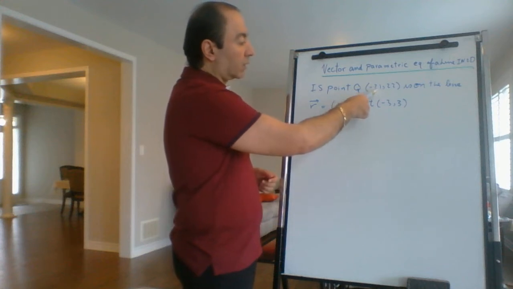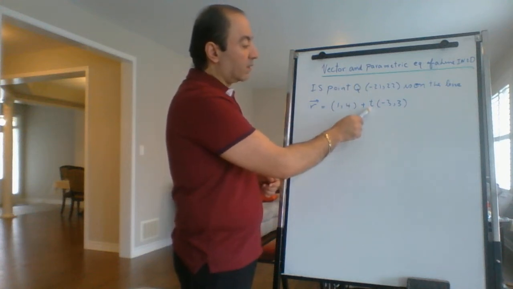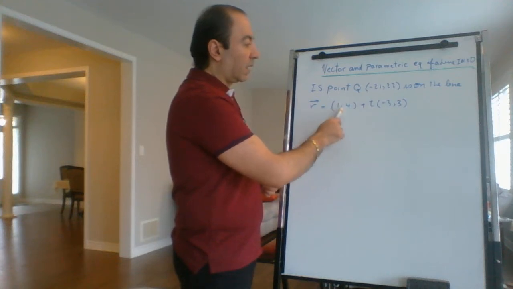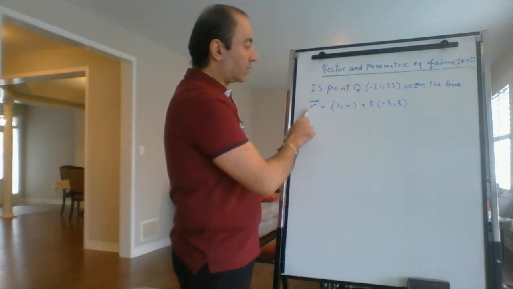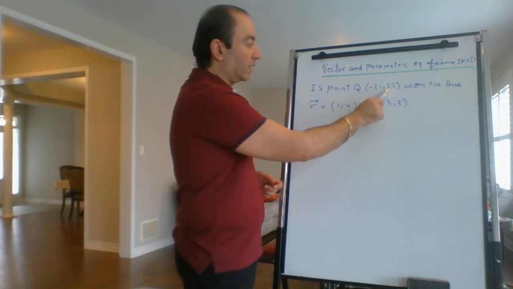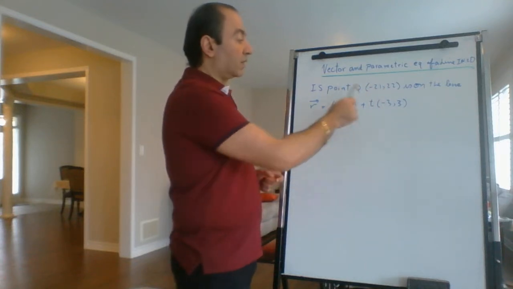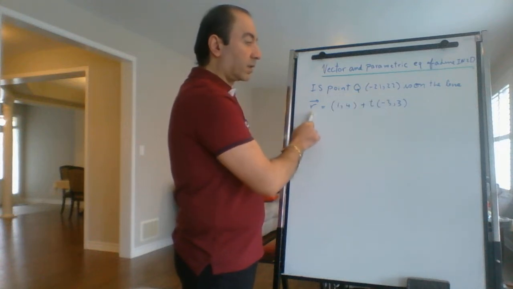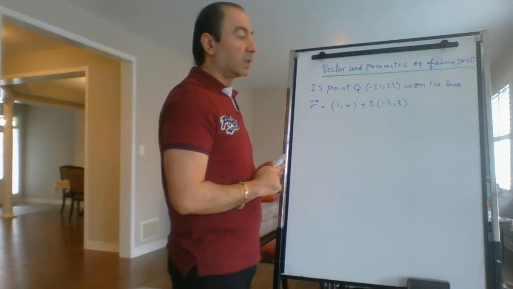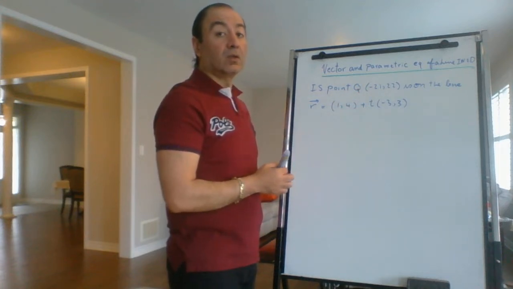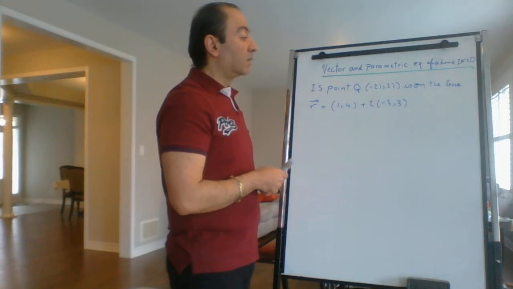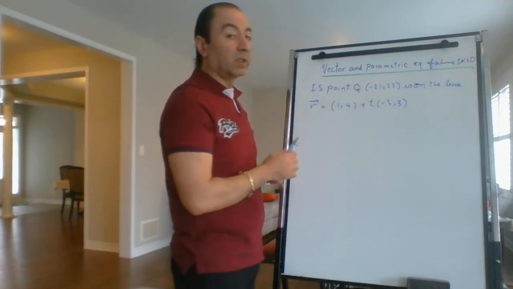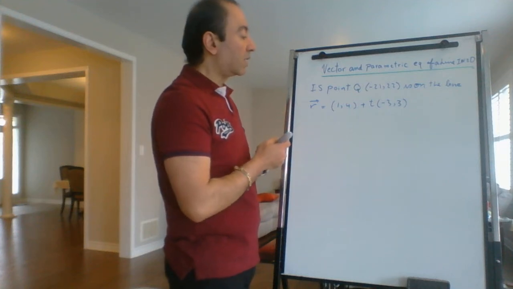If this point is on the line, that means there is one value for t. If I put it here, I will get the coordinates of r as negative 21 and 22. So if there is one value for t that gives me this, yes, this point lies on the line. If there is no one value, that means more than one value, or no values, that means this point doesn't lie on the line. So how do we check that?